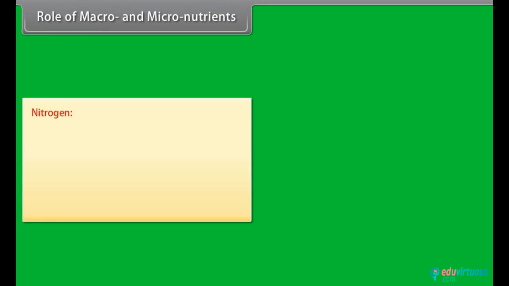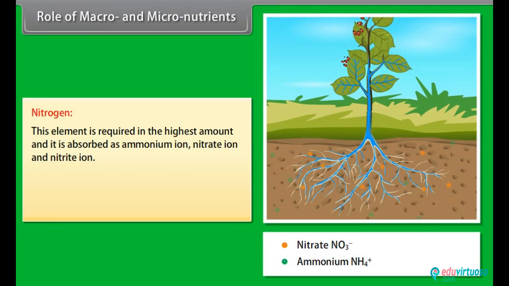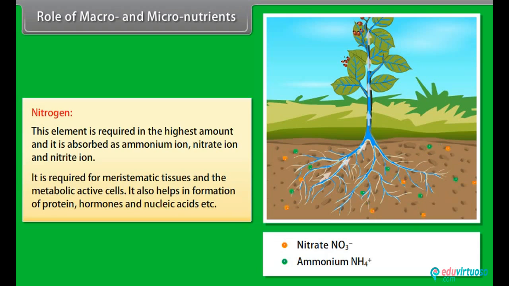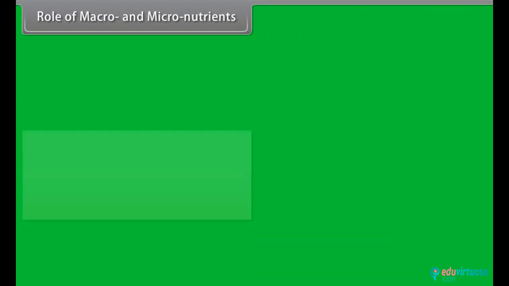Role of macro and micronutrients. Nitrogen. This element is required in the highest amount and it is absorbed as ammonium ion, nitrate ion and nitrite ion. It is required for meristematic tissues and the metabolically active cells. It also helps in formation of protein, hormones, nucleic acids, etc.